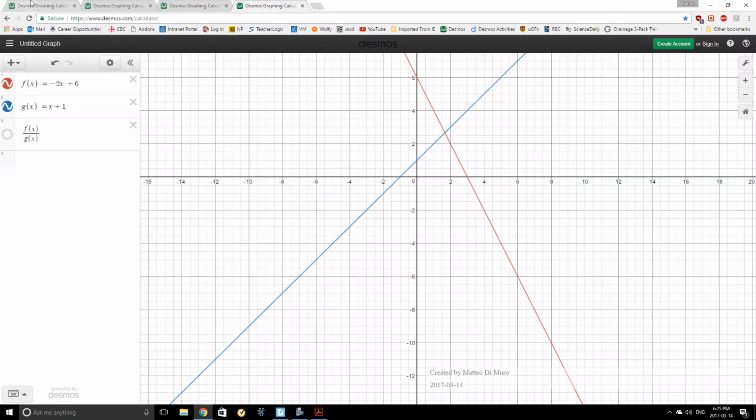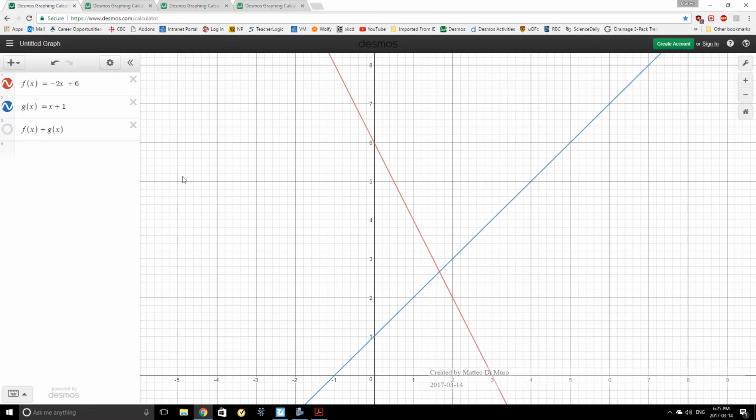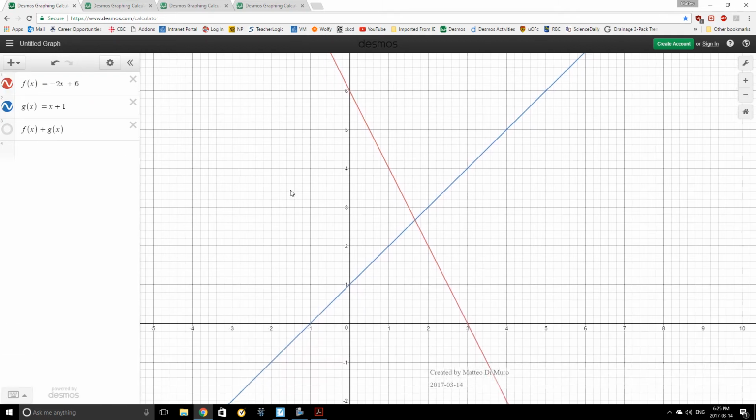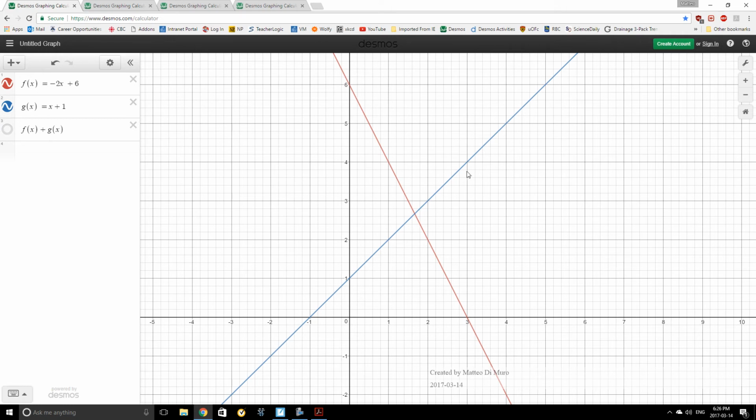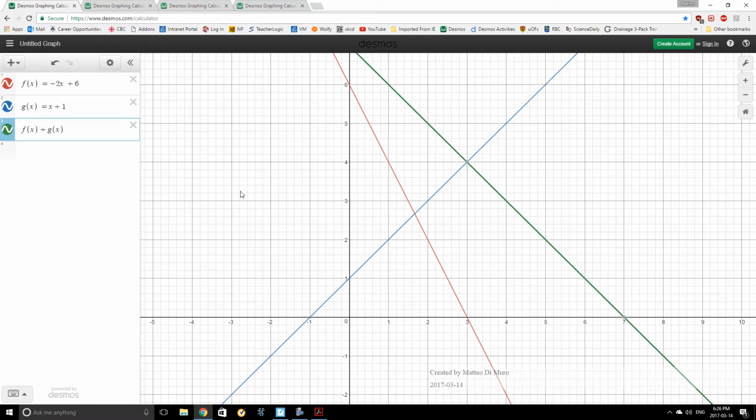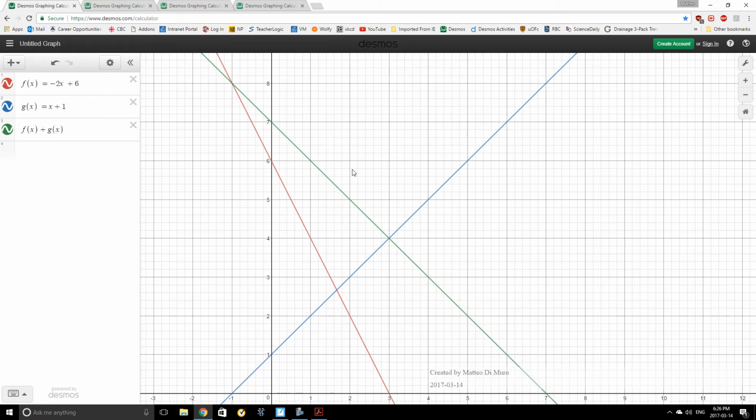Okay, so right here, the red line is negative 2x plus 6, so it's a line. It's kind of what we're expecting. The blue line, we're calling it g of x, is x plus 1. So when we add them together, I'm going to activate that one down here. So here we go. Now this green line is actually showing what happens when we add the two functions together.